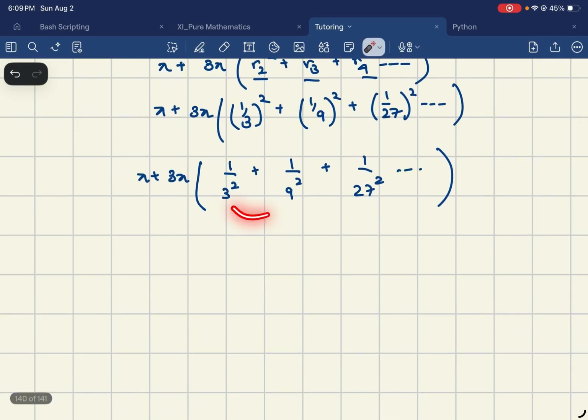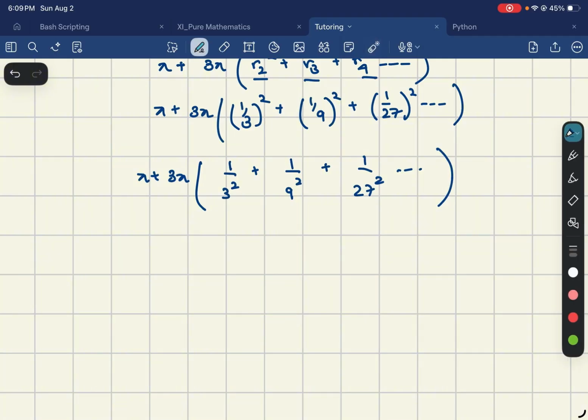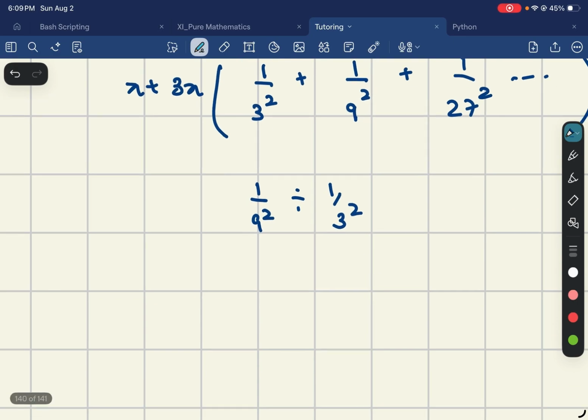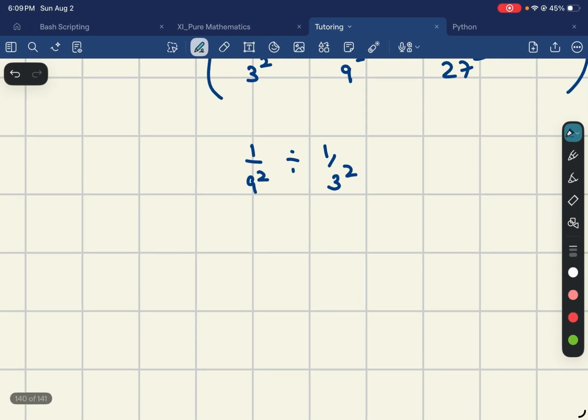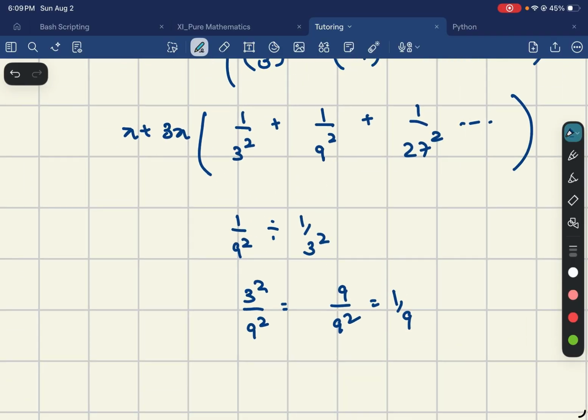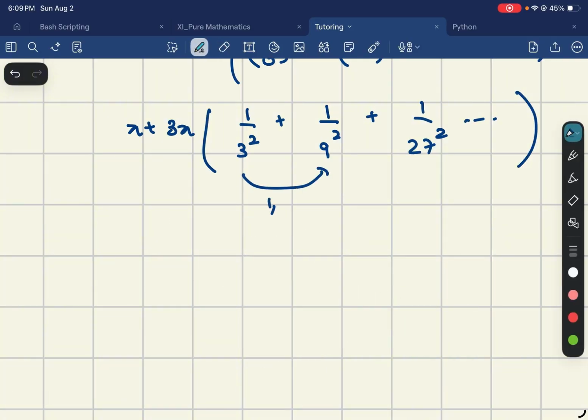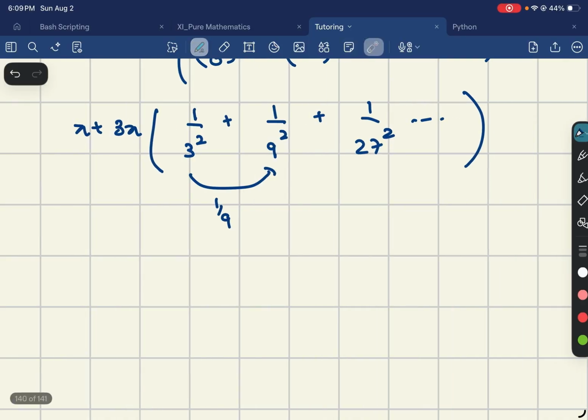Well, if I divide these two, 1 over 9 squared by 1 over 3 squared, let me just check, right? I'm doing second term divided by first term, which is going to be 3 squared over 9 squared. Well, 3 squared is 9, right? 9 over 9 squared is going to be 1 over 9. All right. So the common ratio is 1 over 9. So I don't know if it's a geometric series yet, but I know that if you multiply your first term by 1 over 9, you get 1 over 9 squared. Let's do the same here.